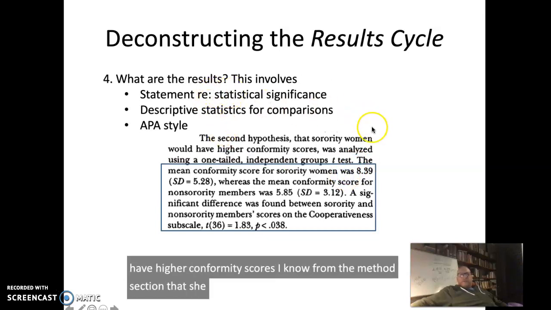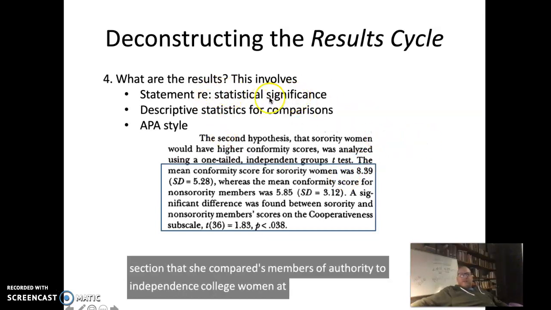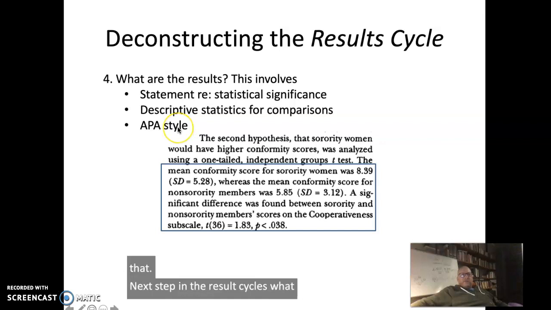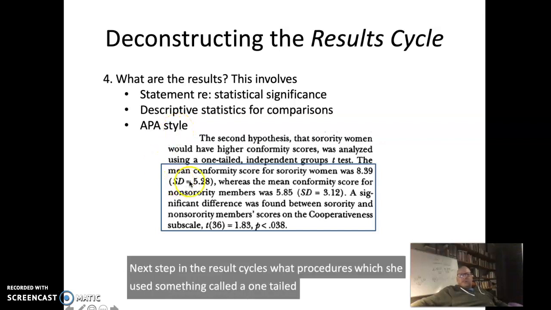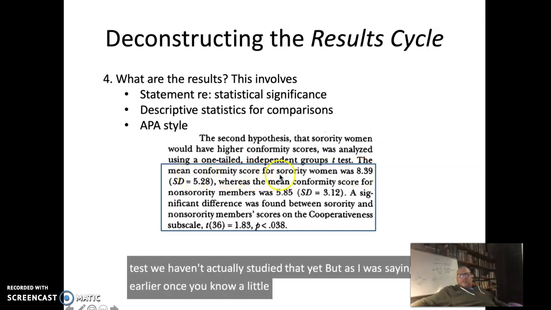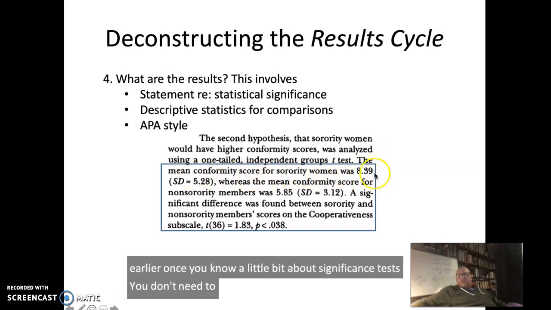Four, what are the results? This involves a statement about significance, some descriptive statistics, and it should be an APA style section where it tells you the t-test. So what I see here is that the mean conformity score for sorority women, there's the mean, and in parentheses, standard deviation.